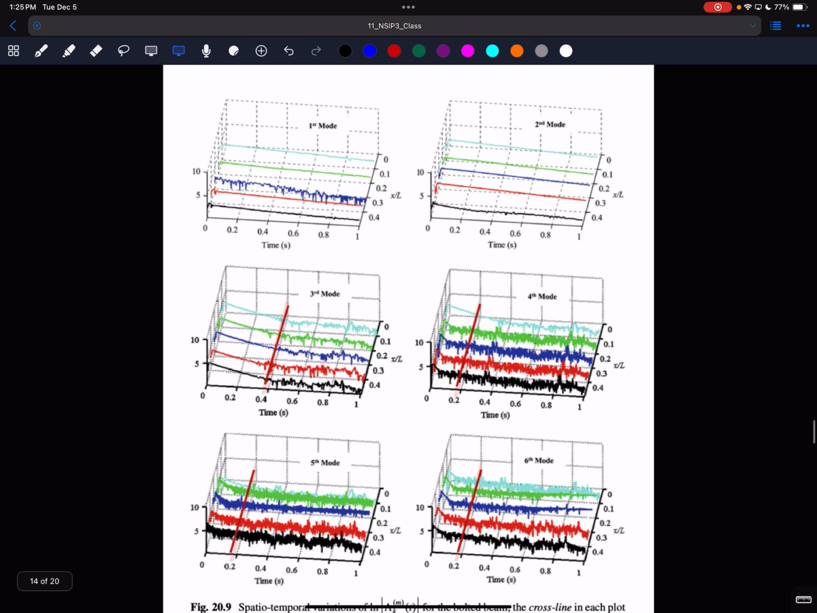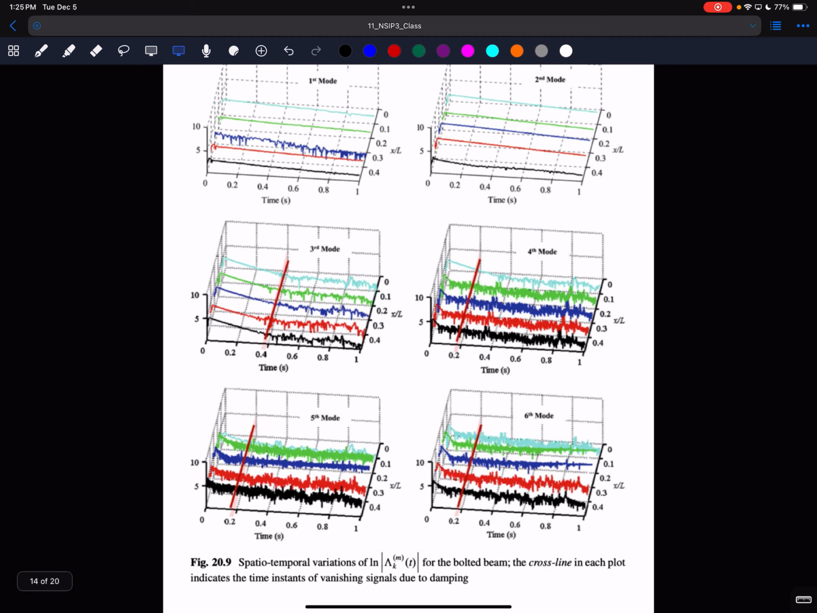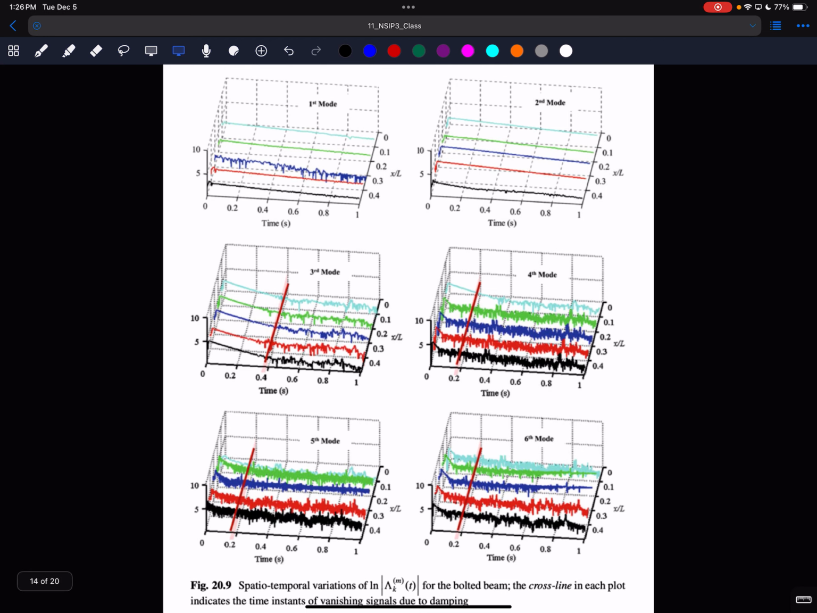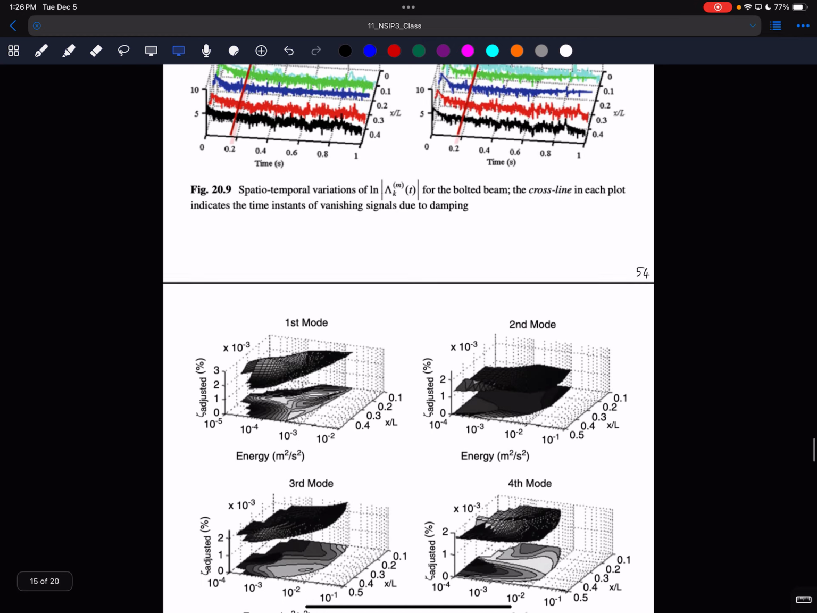This is a comparison of the spatial variation of these decay rates. So the logarithm of this slow amplitude for this bolted beam, that red line that crosses all of these, indicates the times where the signals are vanishing due to that damping. And you can see here that in some of these, there is a spatial variation of the damping curves and their behaviors, indicating spatially localized responses.